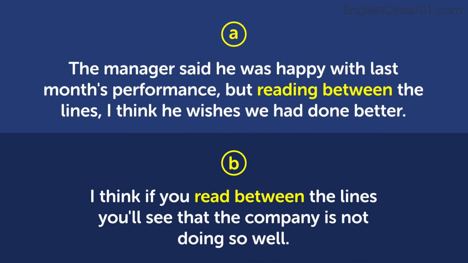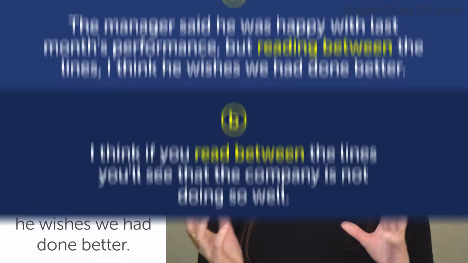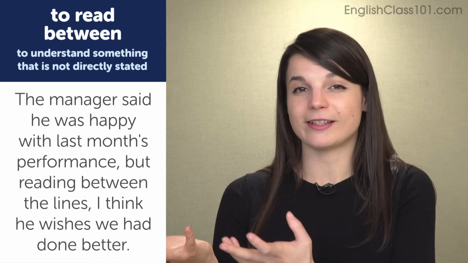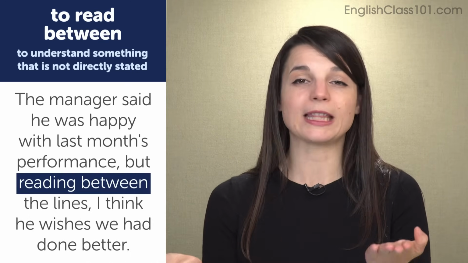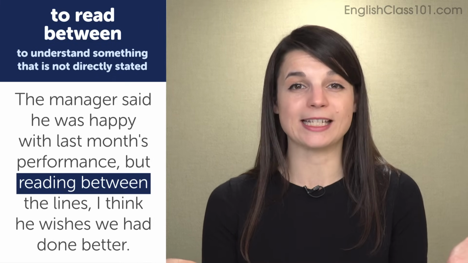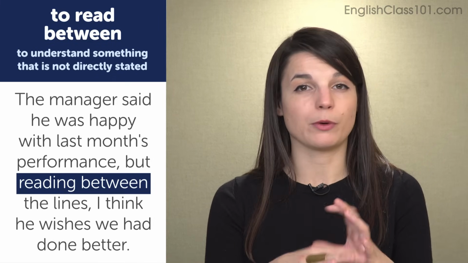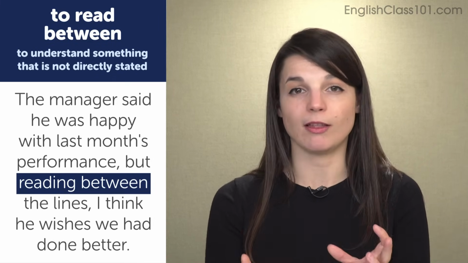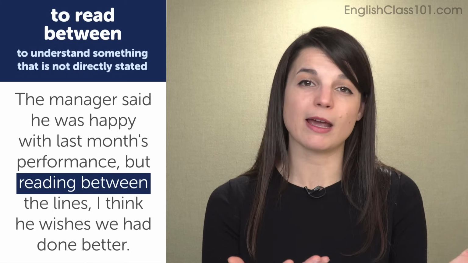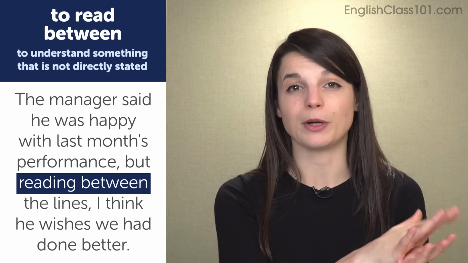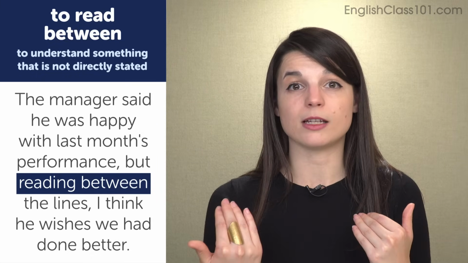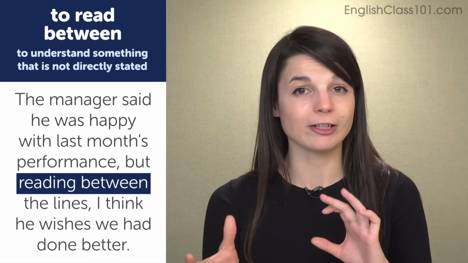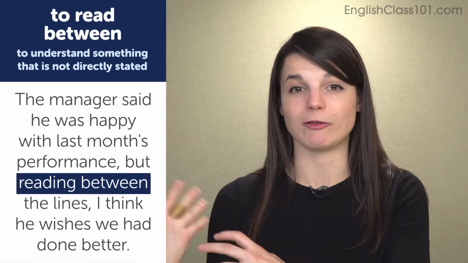And I think if you read between the lines, you'll see that the company is not doing so well. So in the first example sentence, we see this presentation. The manager was happy with the performance, but reading between the lines, I think he wishes we had done better. That suggests that maybe there was a comment or some information that makes the speaker think the manager's actually hiding some disappointment. So there's something about the manager's behavior that maybe indicates his true feelings are different from his happy kind of presentation.